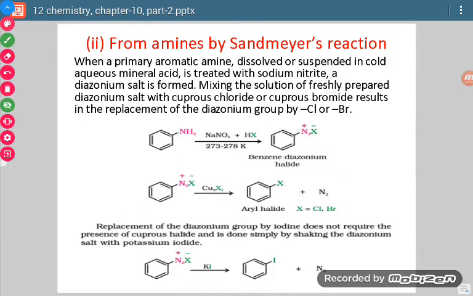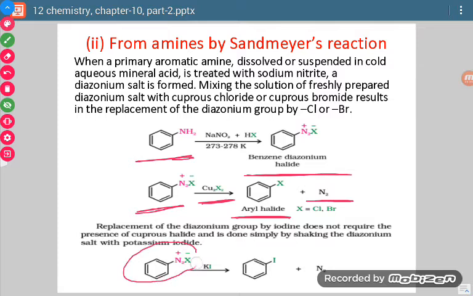So this is called the Sandmeyer reaction, where there are two steps. In the very first step, primary amine, that is aniline, changes to benzene diazonium halide by the use of a sodium nitrite and halogen acid mixture. Then the benzene diazonium halide formed is treated with cuprous halide, and this forms aryl halide, and nitrogen comes out as a gas. If we have to prepare the iodo derivative, then we simply shake benzene diazonium halide with potassium iodide, and this will form iodobenzene, and nitrogen will come out.